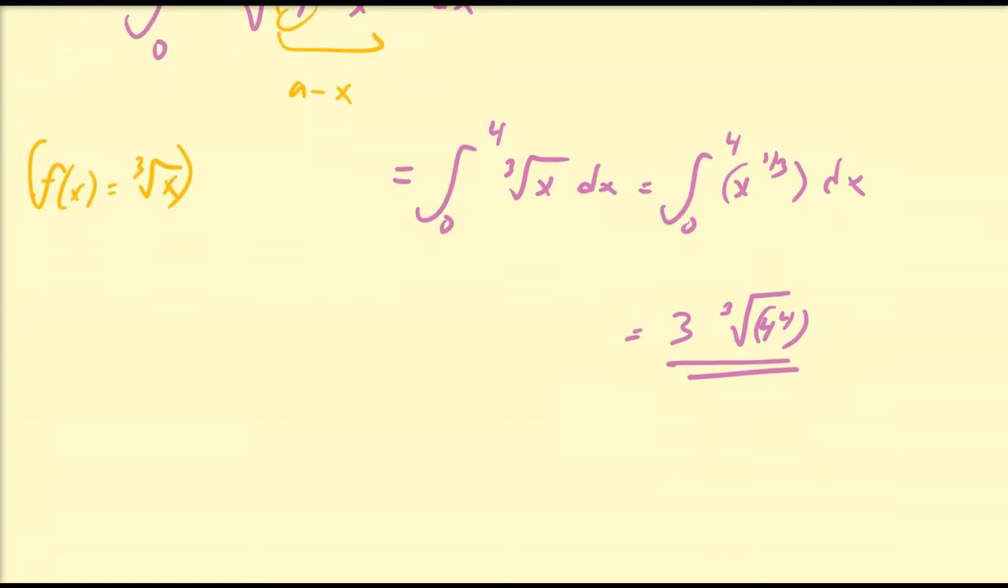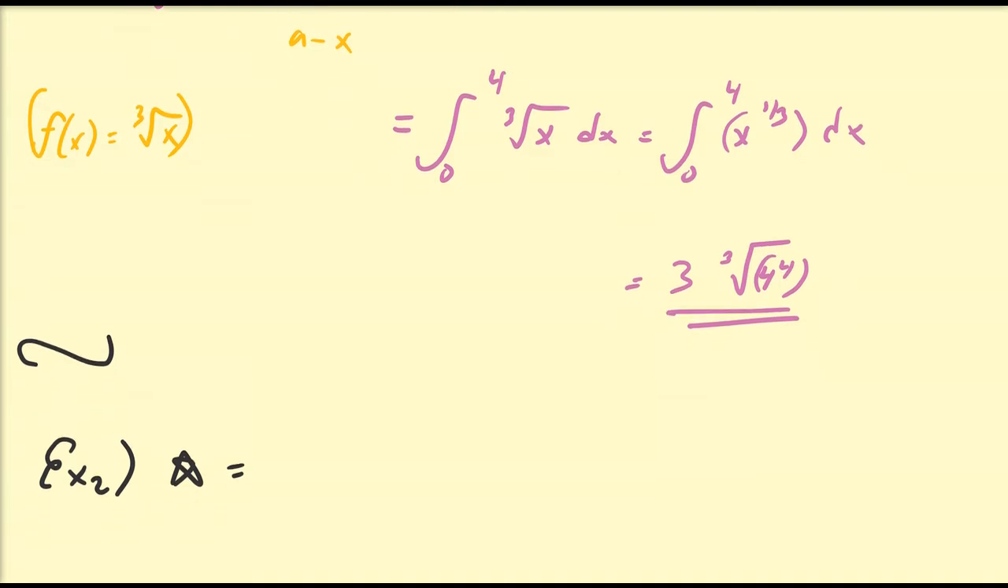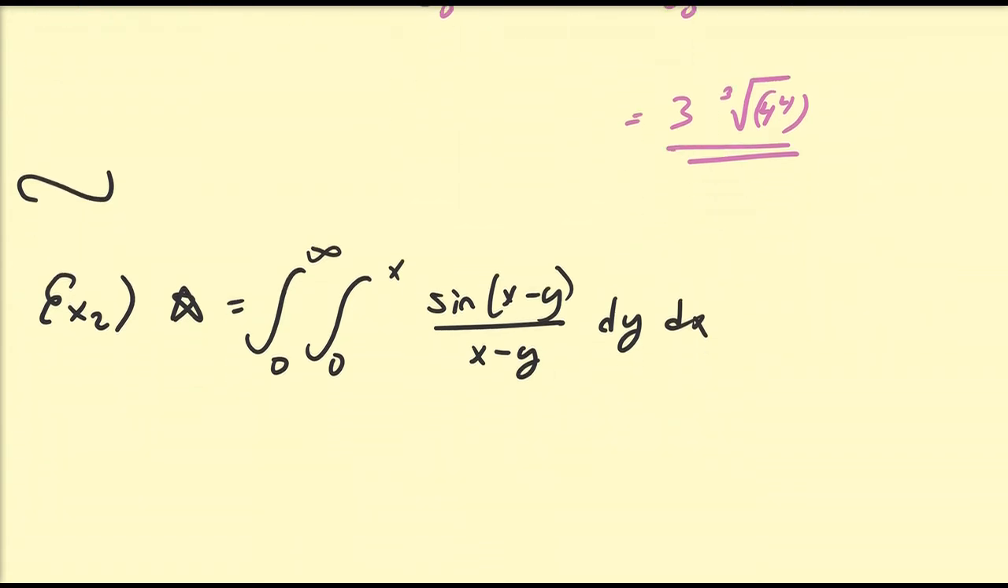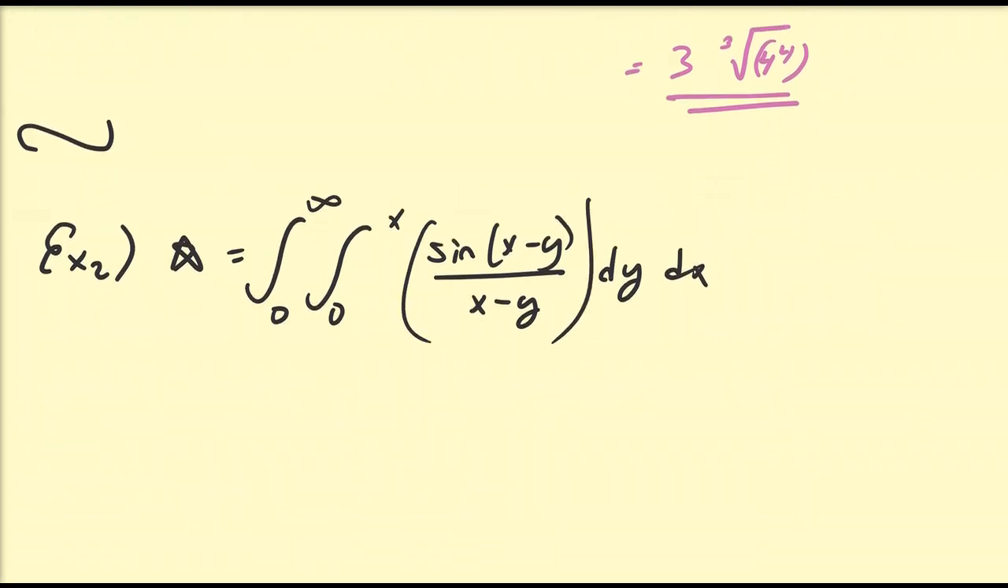All right, so let's do a more intricate example of where you may want to use this. So example 2. Let's find, I'm going to call this integral star, the double integral from 0 to infinity of the integral from 0 to x of sine of x minus y over x minus y dy dx. Alright, so let's focus on this interior integral first, or you can focus on the exterior integral if you want to.